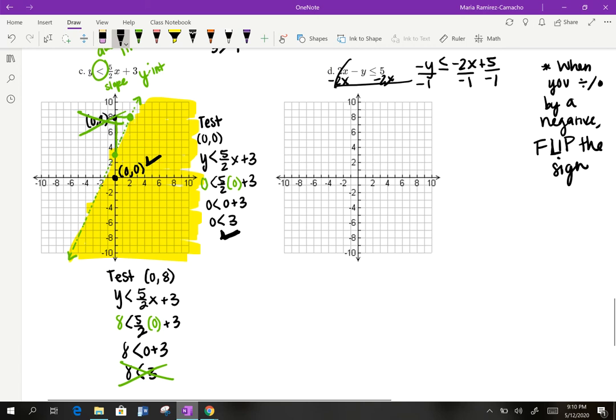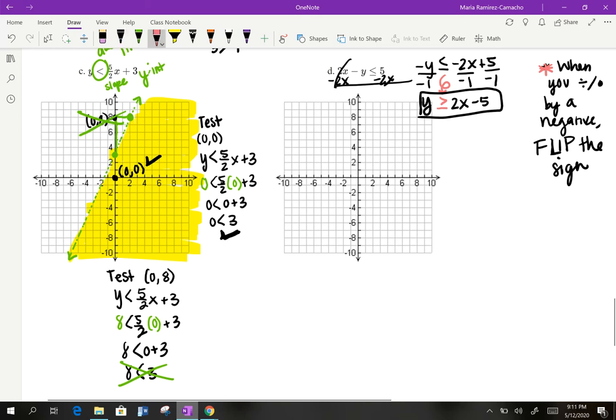So because I want a positive y, I want y by itself, I don't want negative y, I need to divide everything by -1, which means that instead of having less than or equal to, now I have greater than or equal to. Okay? I believe I wrote that in the previous video. Okay, so then that would be 2x and -5 now. So this is the inequality that we're going to graph.